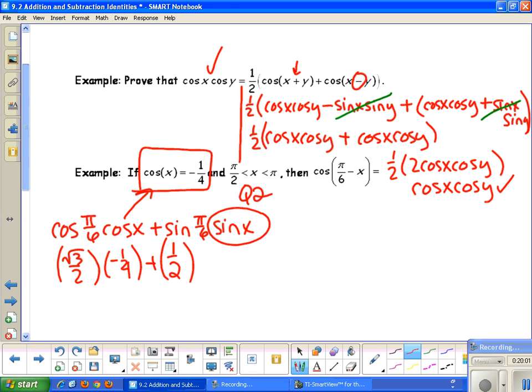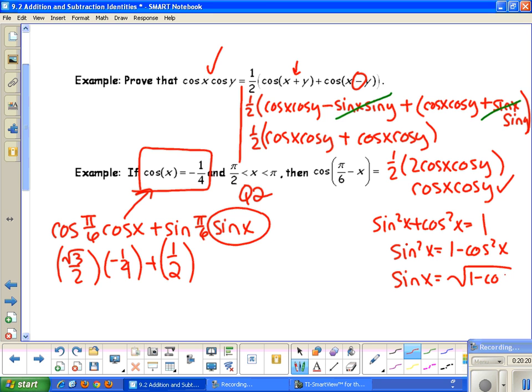The way that you can do that is you could use the Pythagorean identities if you wanted to, and solve since we know cosine. So sine squared x plus cosine squared x is equal to 1. If you wanted to solve for sine, sine squared x equals 1 minus cosine squared x. So the sine of x would be equal to the square root of 1 minus cosine squared x. If we're in quadrant 2, then we know that all students take calculus, so in quadrant 2, sine is positive. So I would leave this as the plus for my answer.